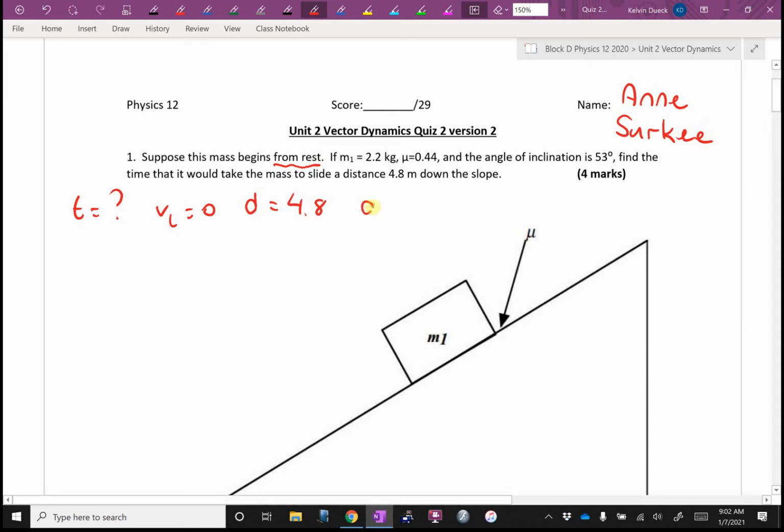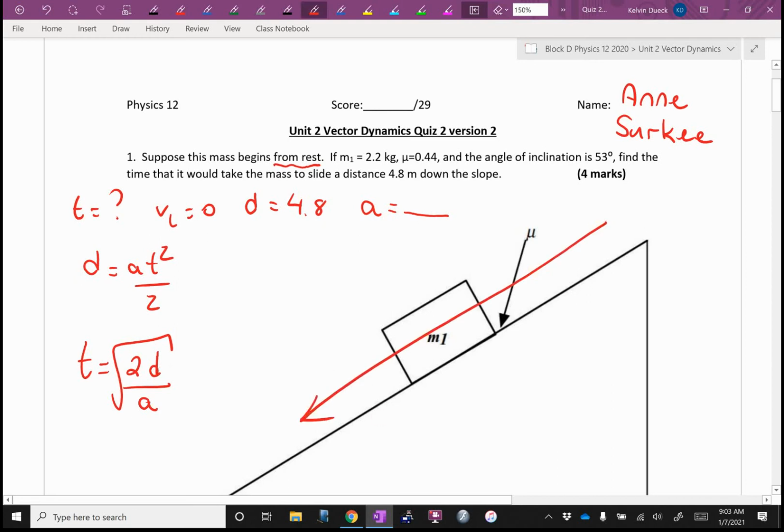I would say, you know what? If I knew A, I could find time. I would end up going D equals AT squared over 2. D equals a half AT squared. What happened to the VIT? 0. And so I'll say, okay, T is going to be the square root of 2 times D over A. You know what? I want everything to be positive. So when I plug my values in here, I'll let D be positive and A be positive. That'll make my math easier as well. So now I know where I'm going. Now let's find the acceleration.